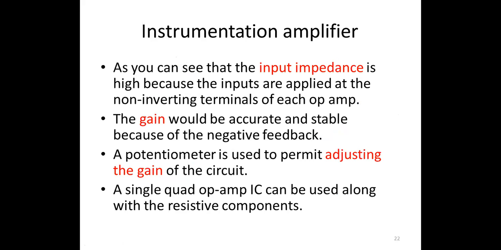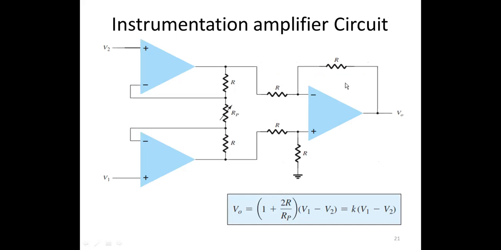So as you can see from the circuit, the input impedance is high because the inputs are applied at the non-inverting terminal of the op-amp. The gain would be accurate and stable because of the negative feedback. You can see all the op-amps are connected in negative feedback. This op-amp is connected in negative feedback. This one is also negative feedback, and this one as well.